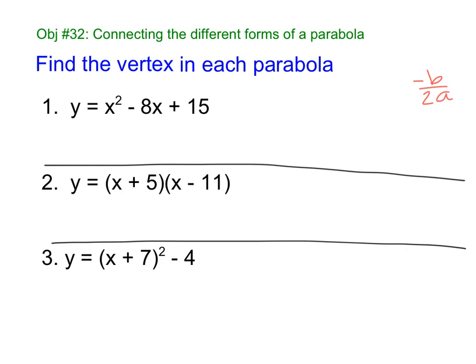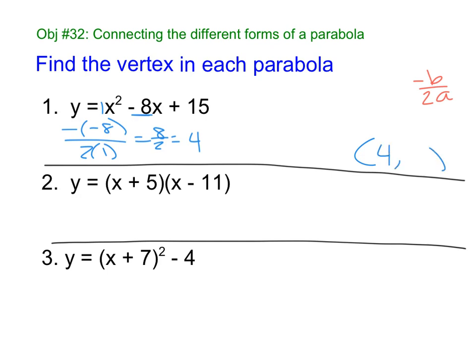So let's see, our b value is negative 8, so I'm going to do it over here. Negative 8 over 2 times 1. Remember that 1 is your a, and that's your b. 8 over 2 is 4. So my vertex is 4, comma, and then how do you find your y value?